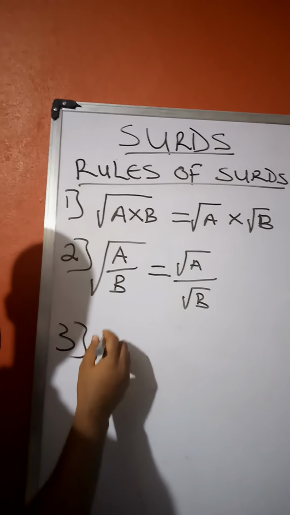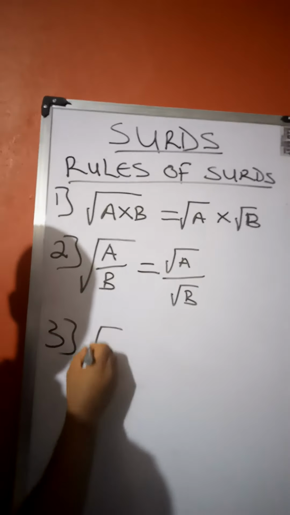Example 3, the addition rule. Root a plus root b. It is not equal to, please take note, it is not equal to root a plus b. Please take note of this. When it is addition or subtraction, it is not equal to, you cannot separate them.